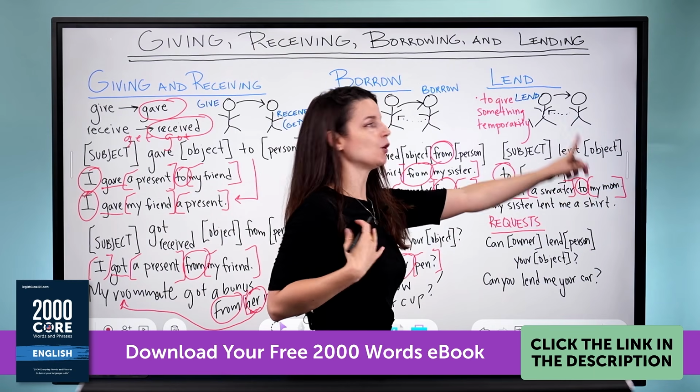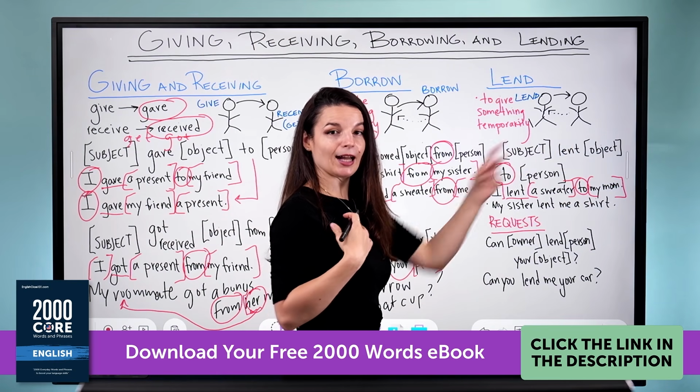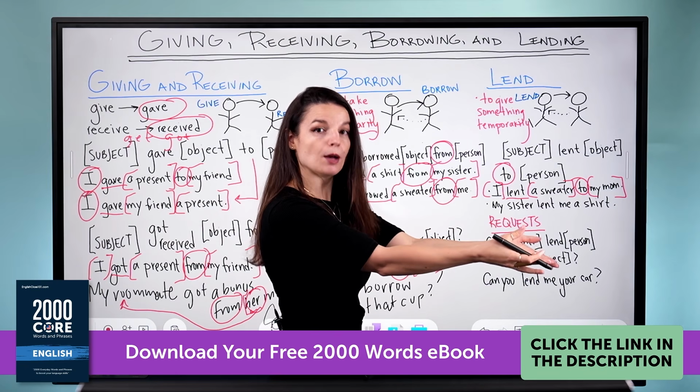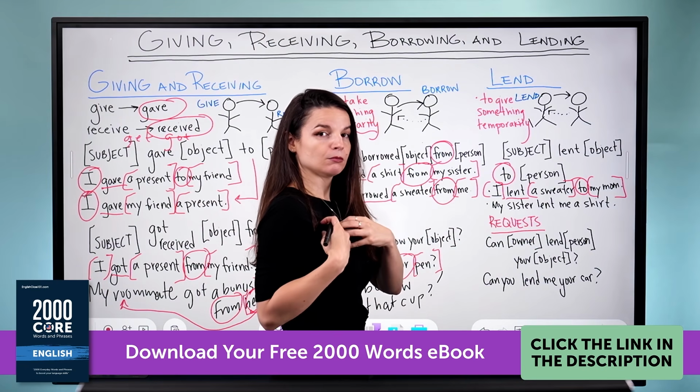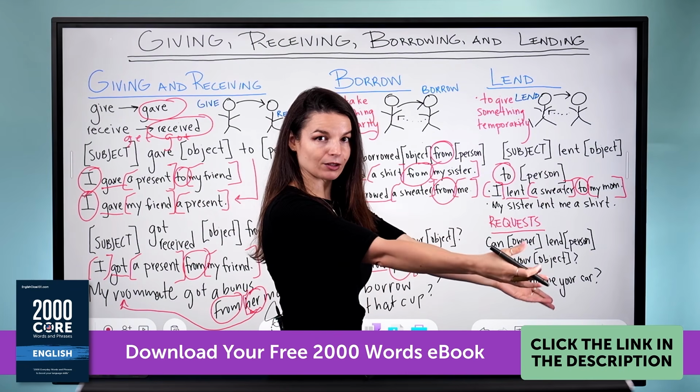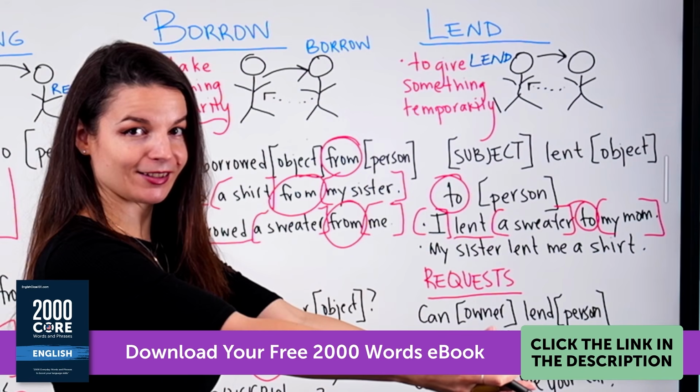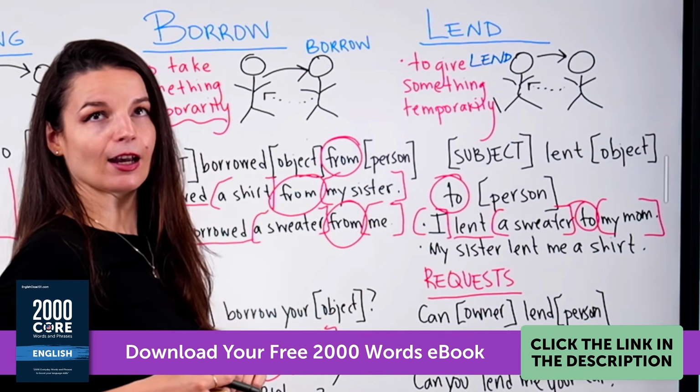My mom received the sweater, okay? I lent a sweater to my mom. So owner, object, receiver, okay? That's the pattern with lend, yeah? Let's look at the next sentence.